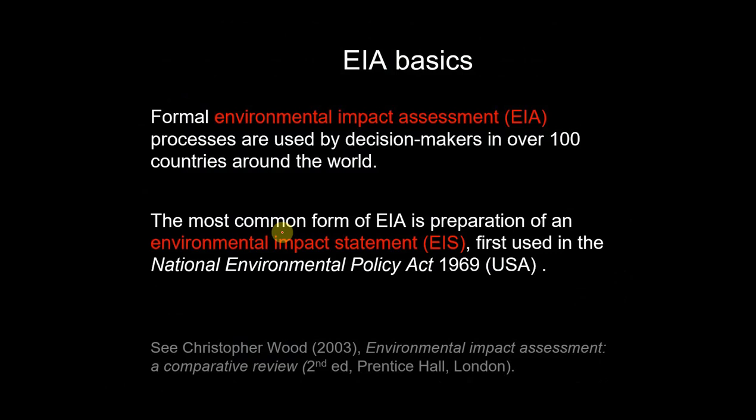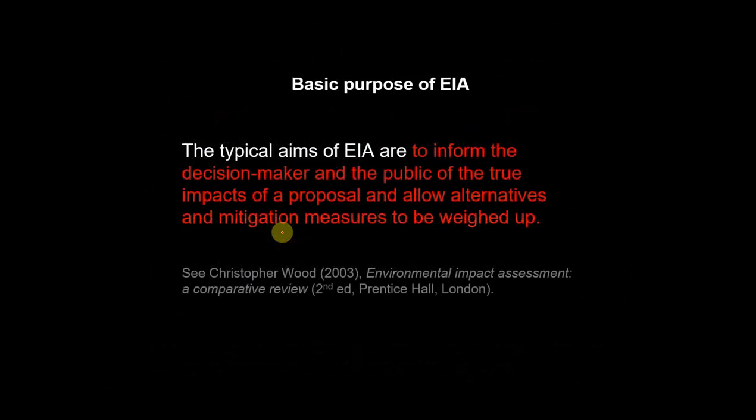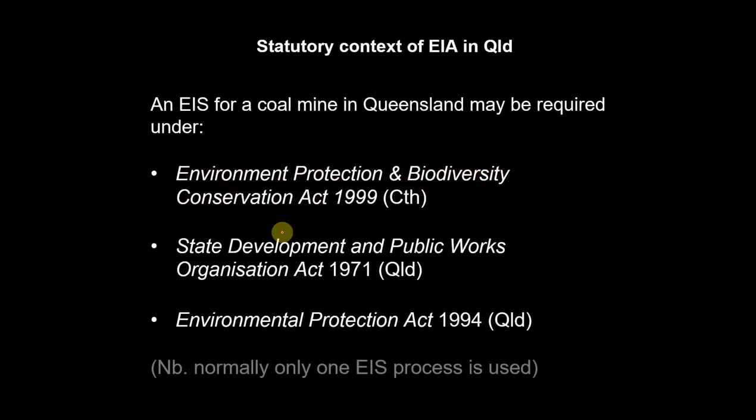So you'll commonly hear about an EIS for a project. It's a form of environmental impact assessment. The basic purpose of EIA is to inform decision makers and the public of the true impacts of a proposal and allow alternatives and mitigation measures to be weighed up. So that's basically what you're trying to do. In Queensland, there's three EIS processes that can be used.